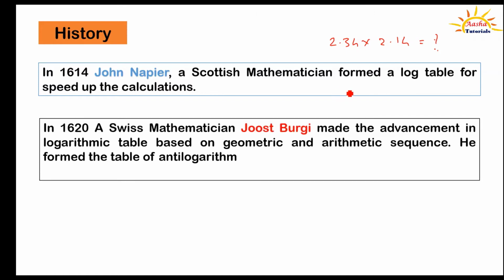And very importantly, I must say that the Swiss mathematician Jules Burgi made the advancement in this logarithmic table based on the geometric and arithmetic sequence. You see how this table is formed. That is again a very vast history, and going deep into it would need another lecture, so I'm not going into detail. Based on the geometric and arithmetic sequence, Jules Burgi as well as John Napier were able to form this log table.